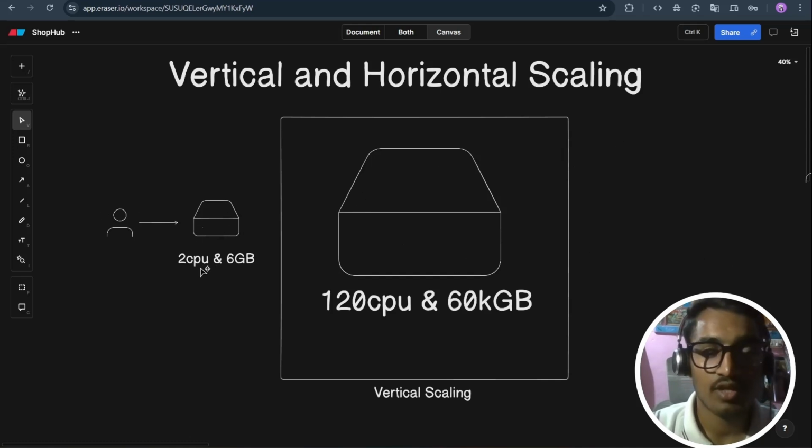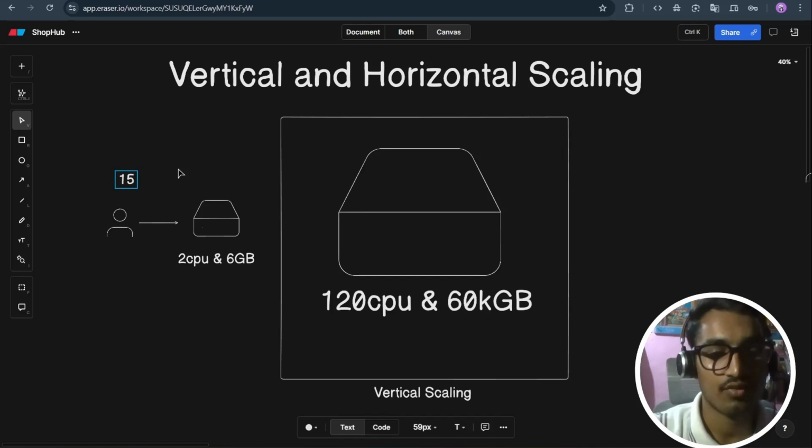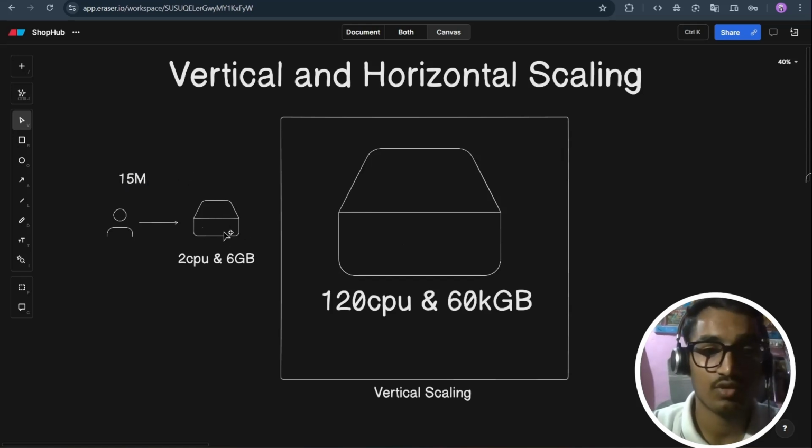Suppose your application is deployed on this server which is of 2 CPU and 6 GB memory, and there is one user accessing your application. What happens when your application is going to be used by 15 million or 150 million users? Basically your server is going to crash and there will be application downtime, and this will definitely decrease your organization's value. The customer is going to be very unhappy with your services. So what is the solution for that?